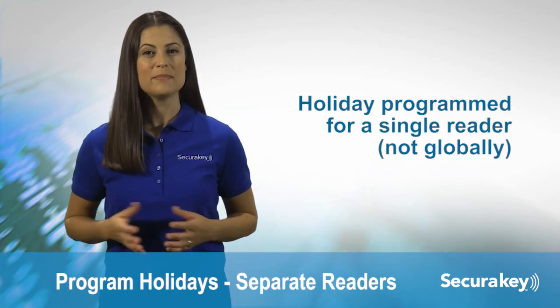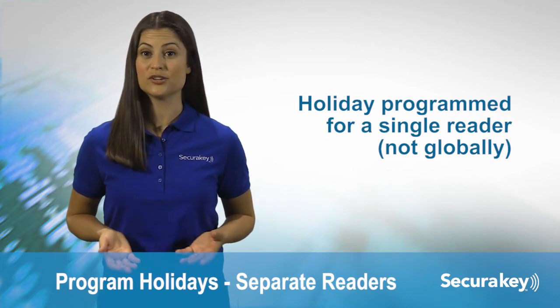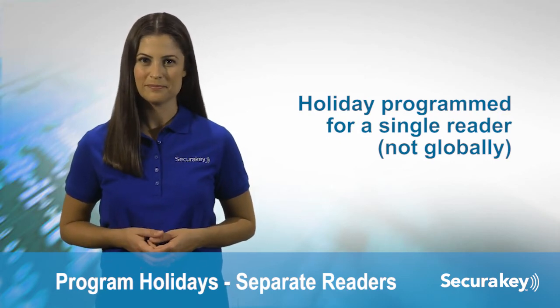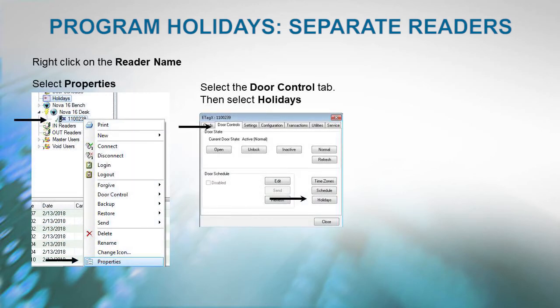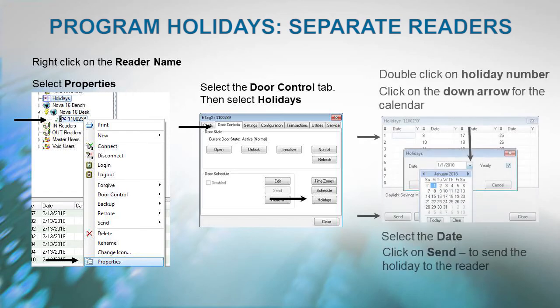Program holidays for each reader separately. There might be a need to have a holiday programmed for a single reader, not globally. Right-click on a reader and select Properties. Select the Door Control tab, then select Holidays. Double-click on the holiday number. Click on the down arrow for the calendar. Select the date. Click on Send to send the holiday to the reader.